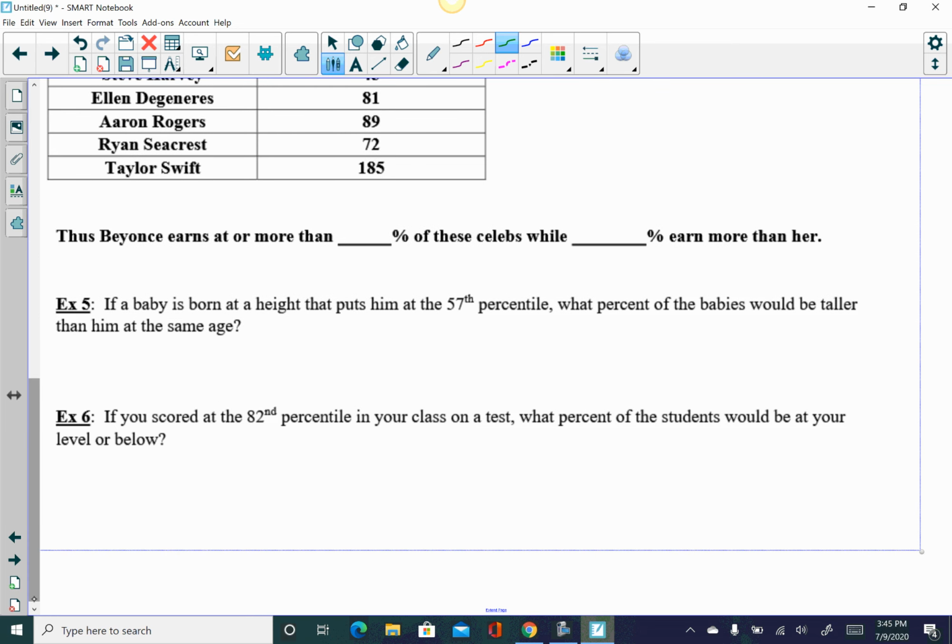Let's say we're doing example 5 here together. It says, if a baby is born at a height that puts him at the 57th percentile, what percent of the babies would be taller than him at the same age? Since you're asking what percent would be taller than him, you can't just answer with 57%. Remember, 57% would be at his height or shorter. 100 minus 57 would tell us what percent are taller than him. So 100 minus 57 would land you at 43% of kids who would be taller than that child at the same age.